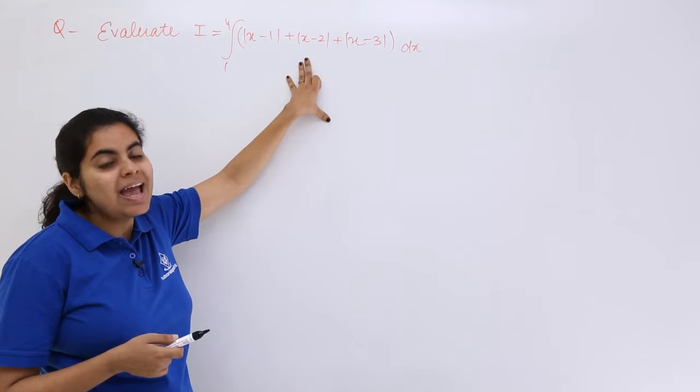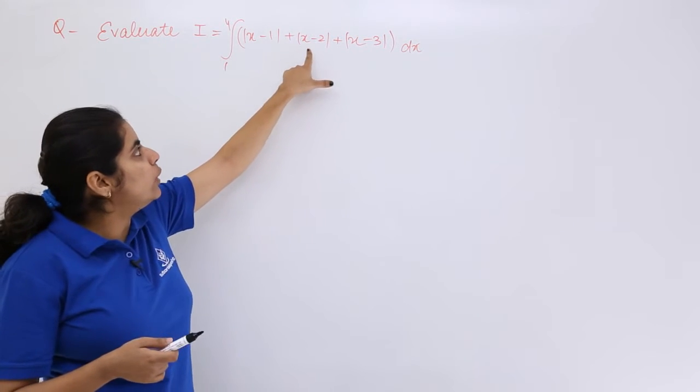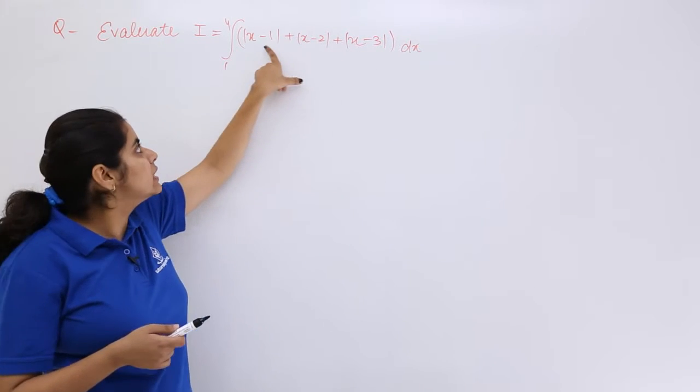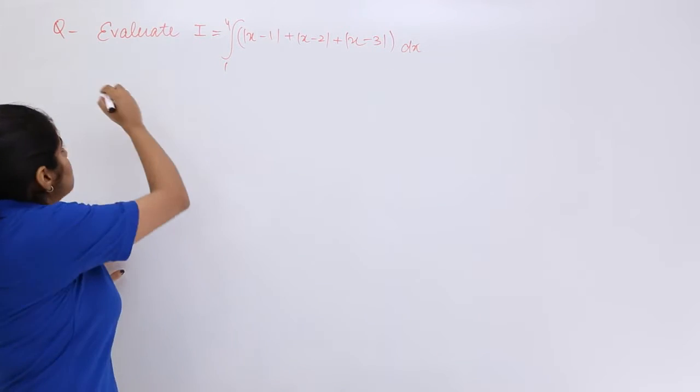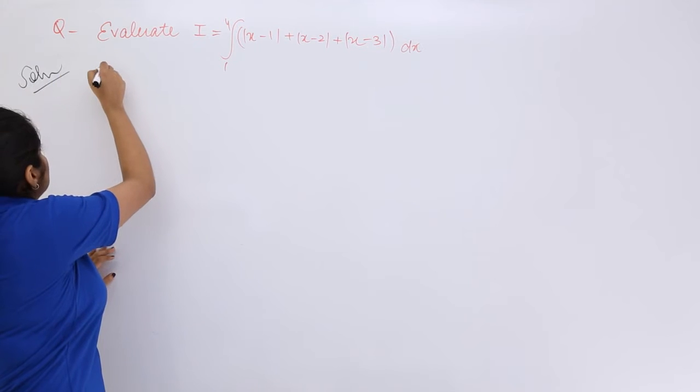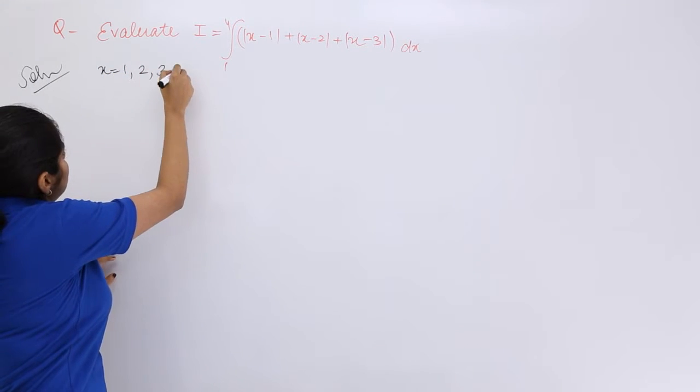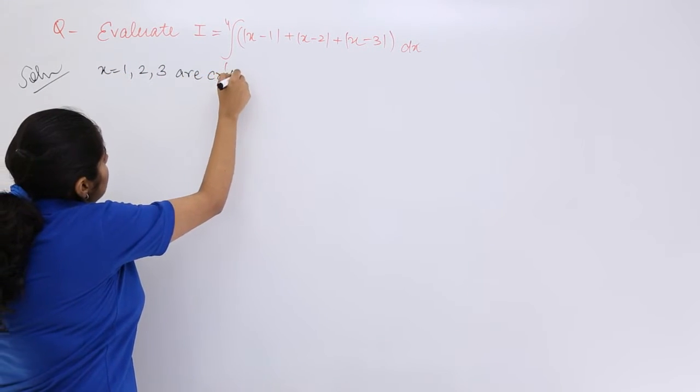we have to first see what the critical points are. The critical points are what you get when you individually put each term equal to 0. You get x equal to 1, x equal to 2, x equal to 3. So that begins our solution. You write x equal to 1, 2, 3 are the critical points.